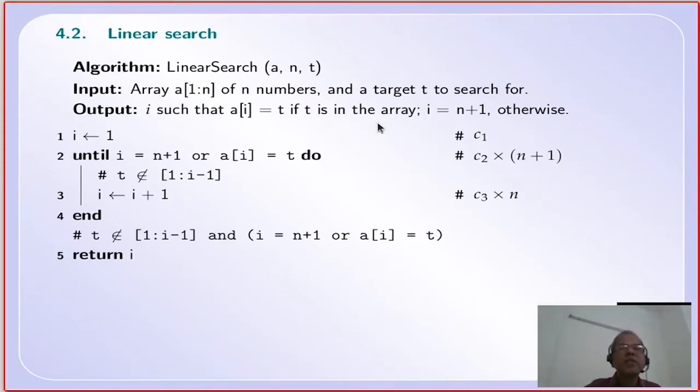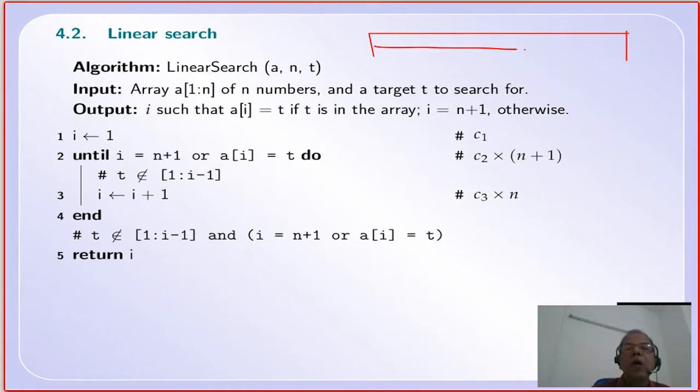Yet another algorithm: linear search. We are given an array A 1 to N and a target T. We want to find out where T is found in the array A1 to N. If it is found, return the index, the position of T. If it is not found, return an invalid index such as N plus 1 or 0. That is how I define it: an array A1 to N of N numbers and a target T to search for.